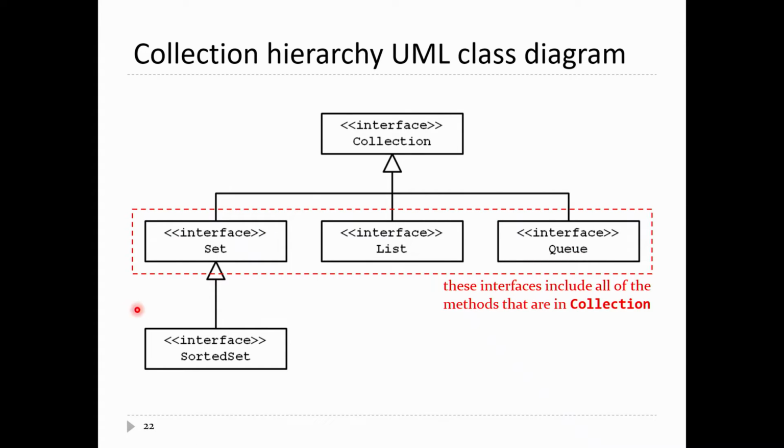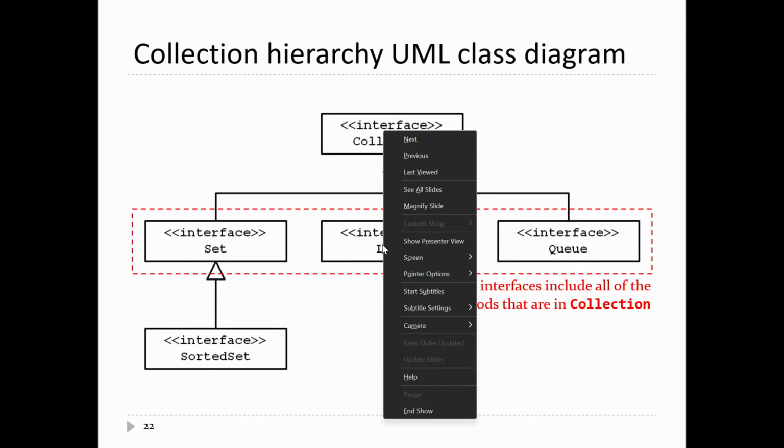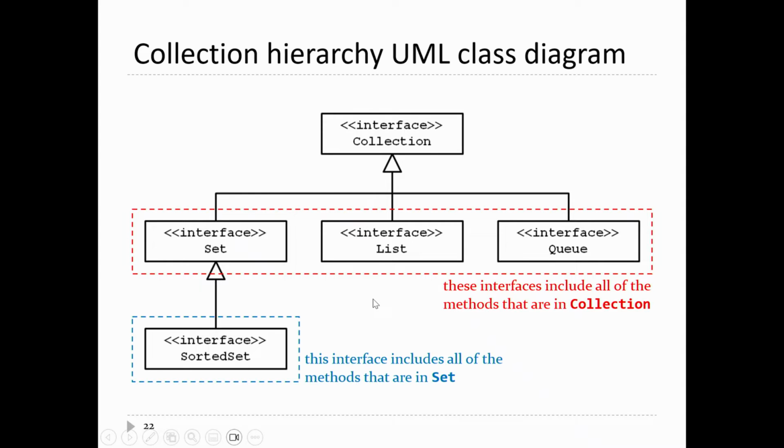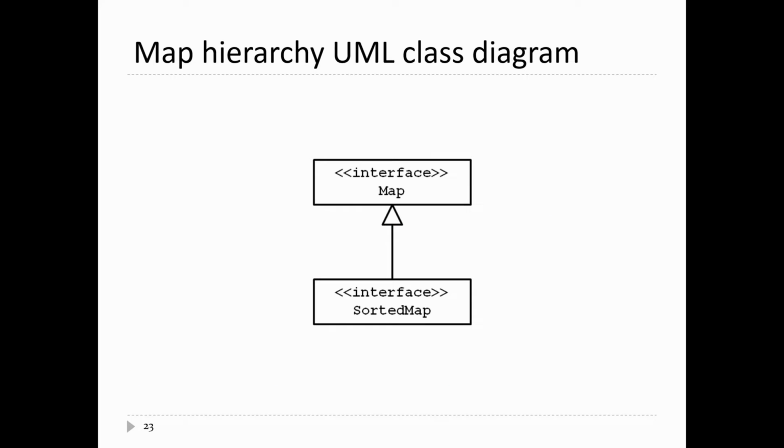Going across, there's no relationship. So if list adds a new method, that doesn't mean that set also adds that new method. So across, there's no relationship, but up and down there is. And similarly, the sorted set interface has every method that's in the set interface. If it wanted to, it could add extra methods compared to set. We'll ignore this for now. We'll come back to map later. But the map type, or the dictionary type in Java, is completely separate from the other collections.